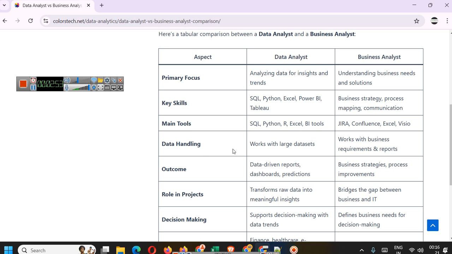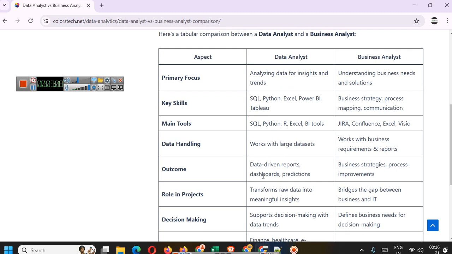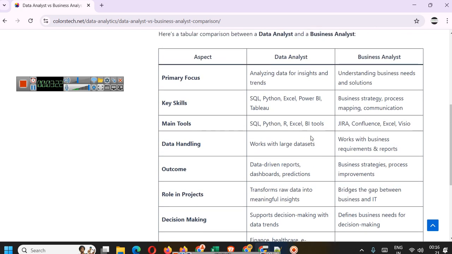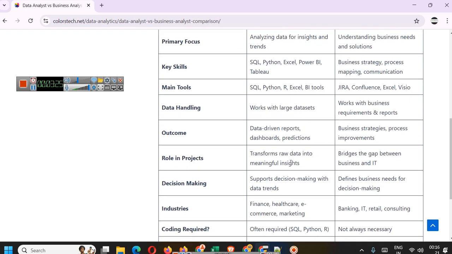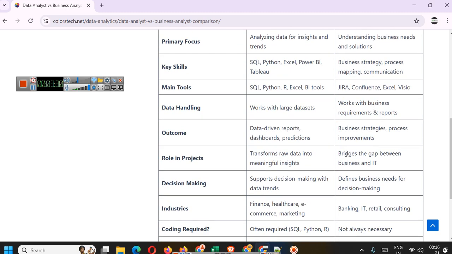Next aspect is data handling. So a data analyst works with large data sets. On the other hand, business analysts work with business requirements and reports. Outcome. So the outcome for data analysts will be data driven reports, dashboards, predictions, etc. And for business analysts, it will be business strategies, process improvements. Role in projects. So the role of a data analyst in a project will be to transform raw data into meaningful insights. And on the other hand, the role of a business analyst will be to bridge the gap between business and IT.